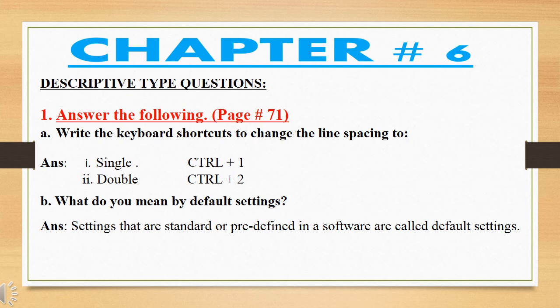If we need single space, I mean single line space between two lines, we have to press from the keyboard Control plus 1. If we need double space, I mean two line space, we are going to use the shortcut Control plus 2. What is that? Control plus 2 for the double line spacing. Clear students? Okay, so now question number B.